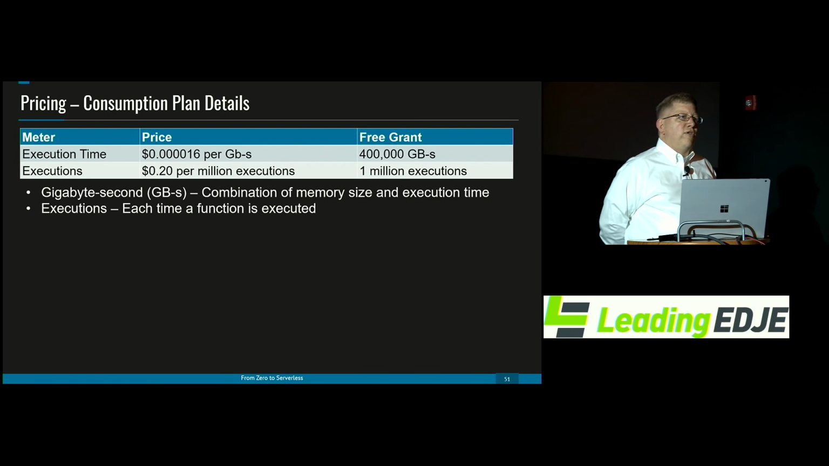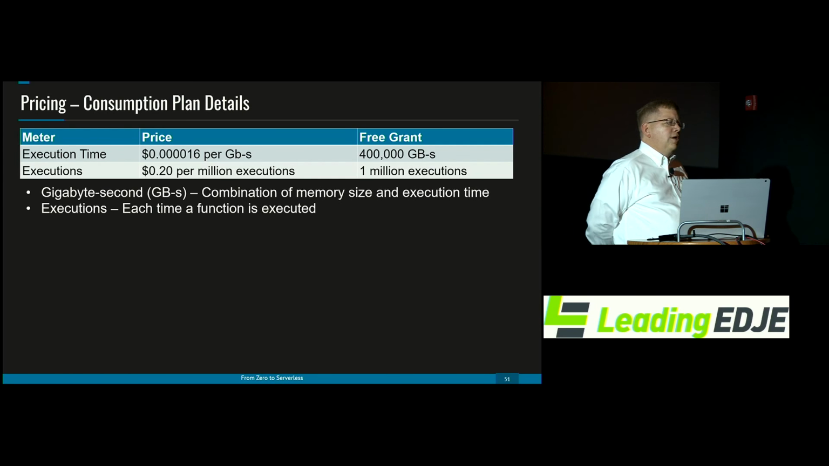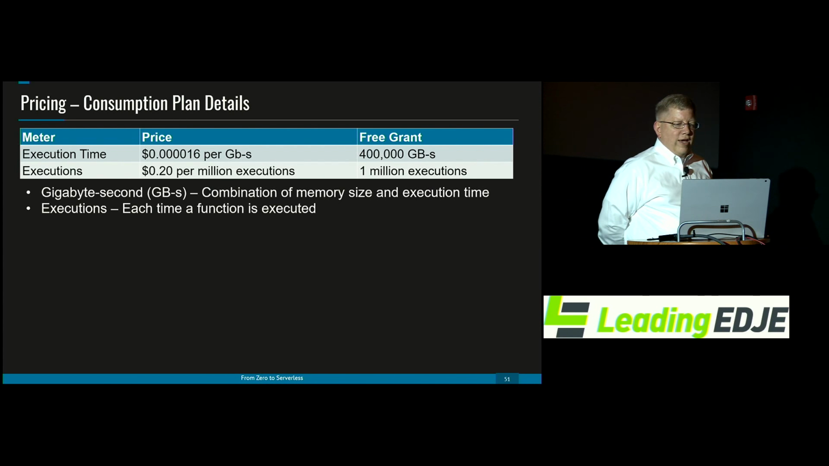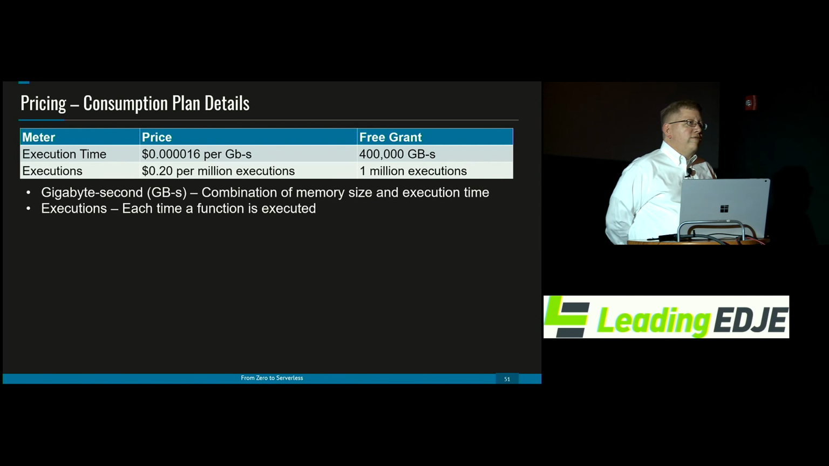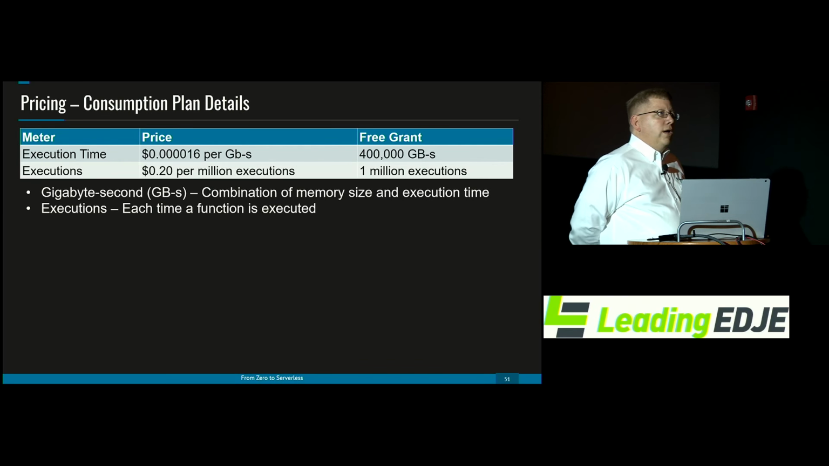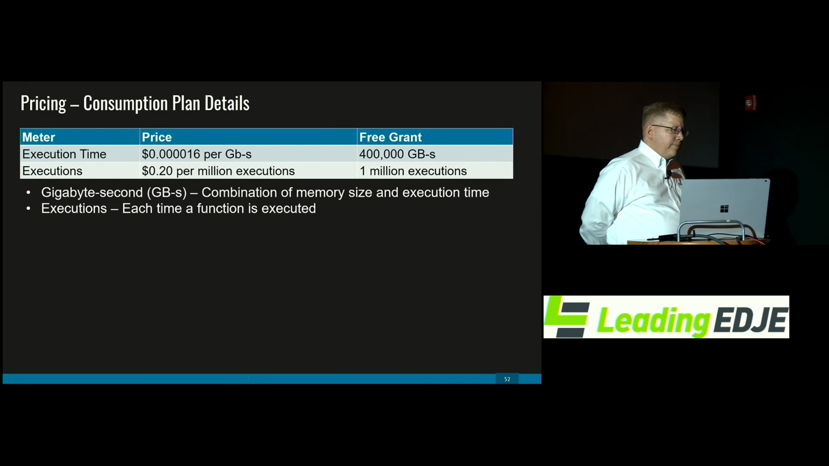And again, that's not something you set, that's something they're analyzing continuously to see how much memory is being used by that function. Then divide that by the seconds. They give you 400,000 gigabyte seconds free a month. And then executions are 20 cents per million, and your first million per month are free.